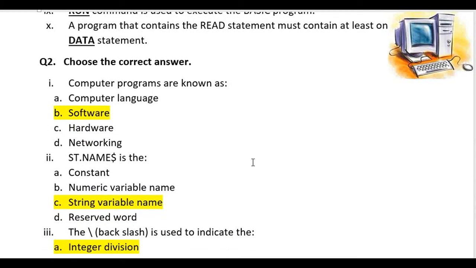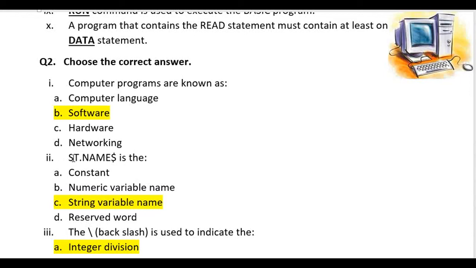Now question number 2, choose the correct answer. First MCQ is computer programs are known as option A computer language, option B software, option C hardware, option D networking. So the correct option is option B, that is software.